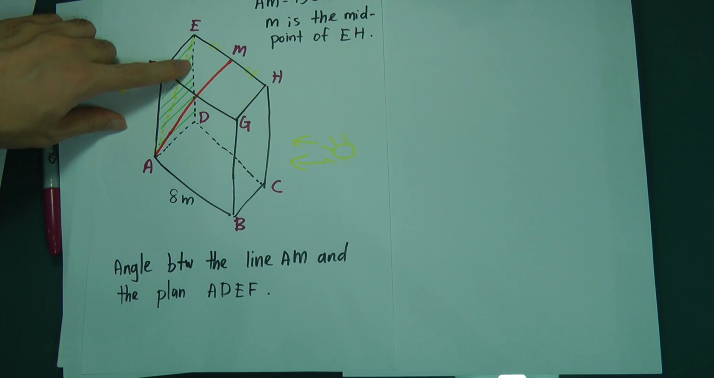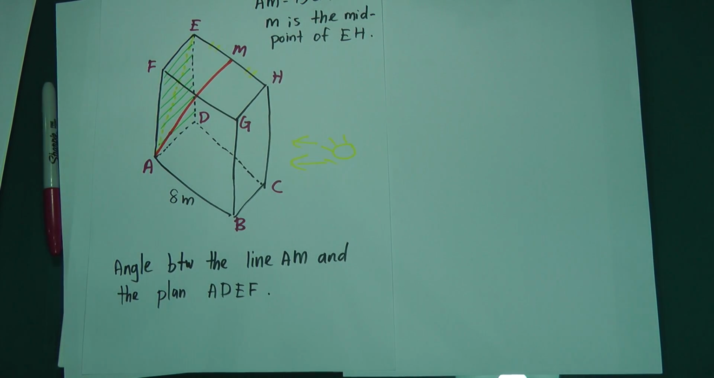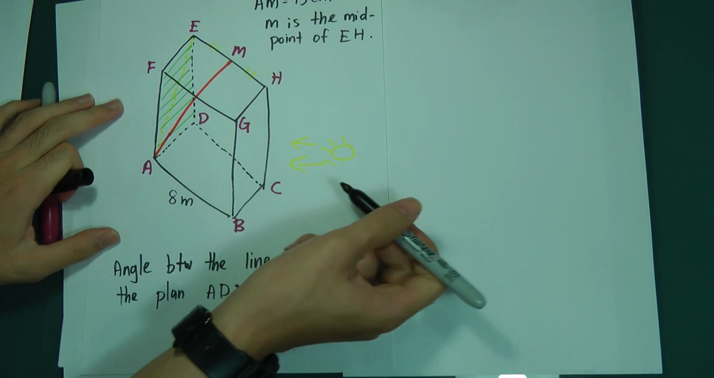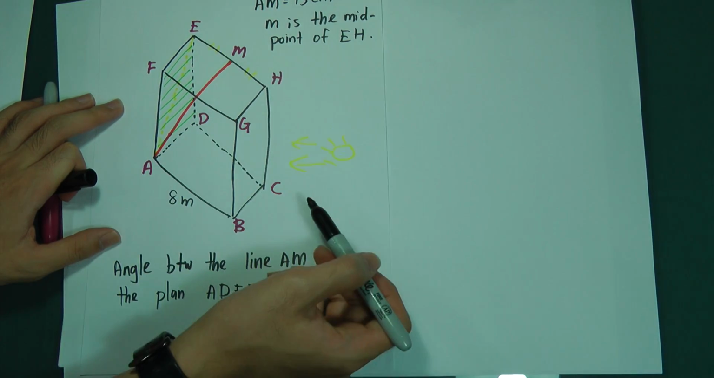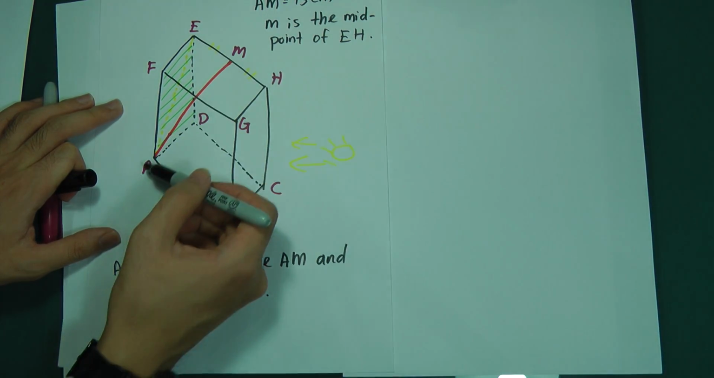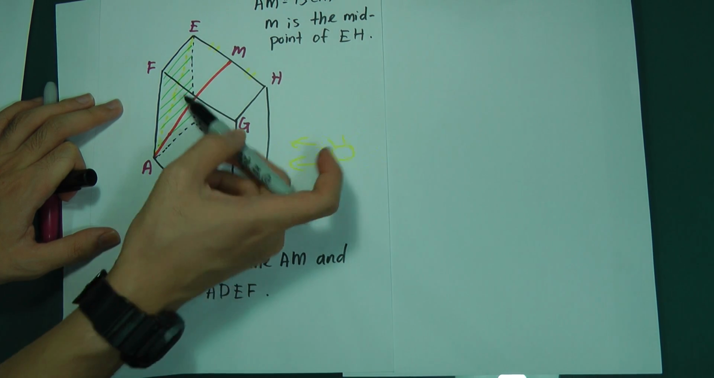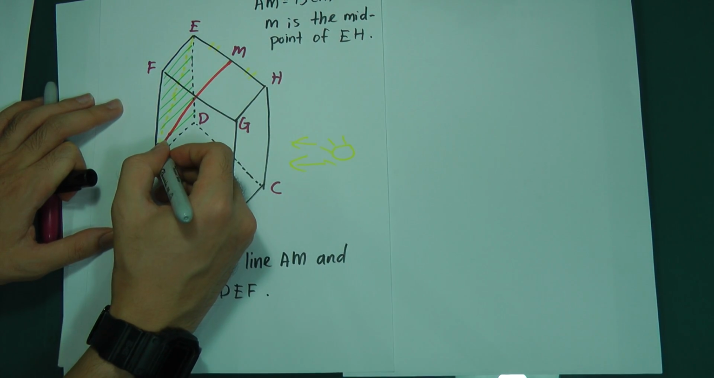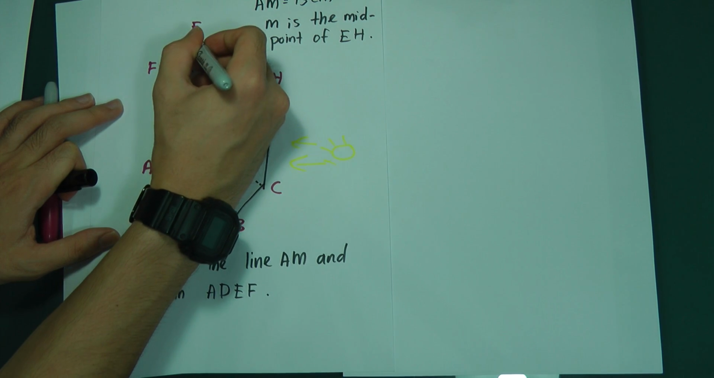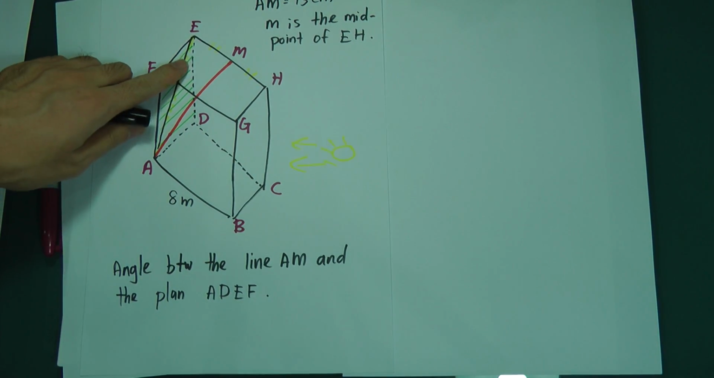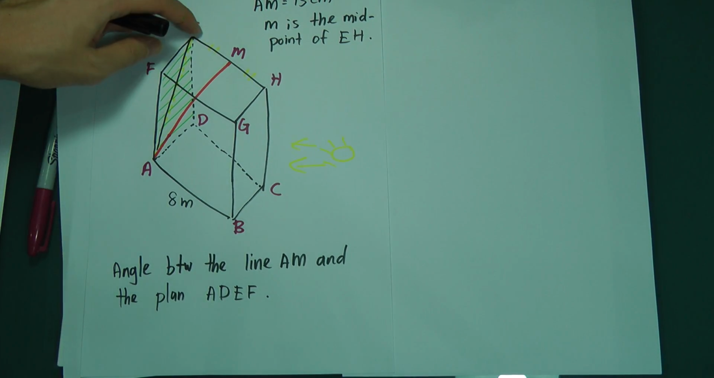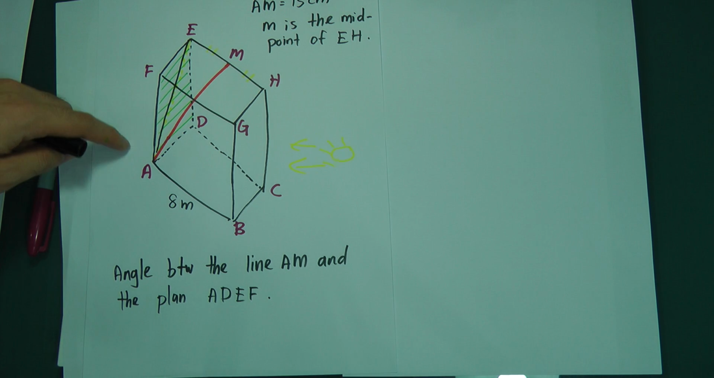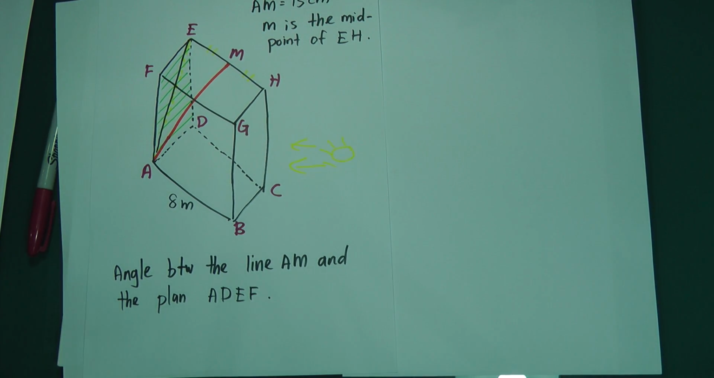Do you see this line? Or maybe I use some darker color. If the light is from this direction, because this is the plane, in order to form a shadow for the line AM, the light must be from this direction. Do you see actually you will have a shadow over here? This one is a shadow of this line on this plane ADEF. If you can see this shadow, then it will be very good.